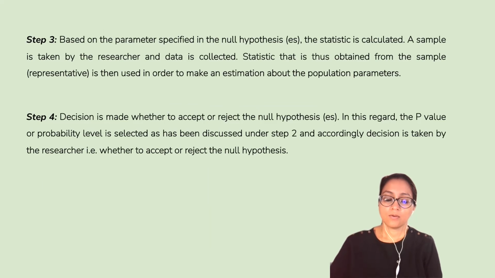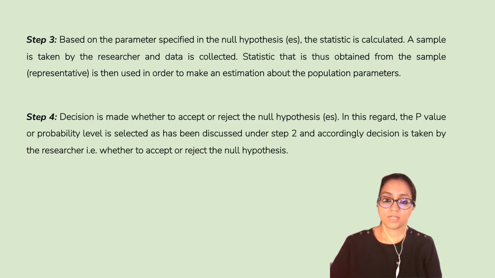Now what is step 3 in hypothesis testing? We have discussed step 1 and step 2 and the types of errors. Step 3 is, based on the parameters specified in the null hypothesis, a statistic is calculated. A sample is taken by the researcher and data is collected. The statistic thus obtained from the sample is then used to make an estimation about the population parameters.